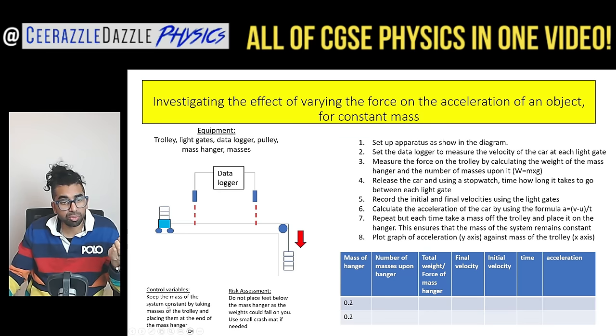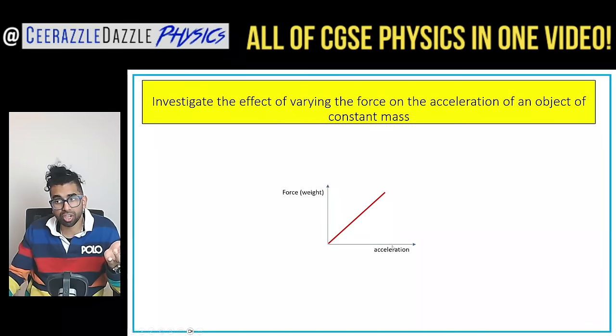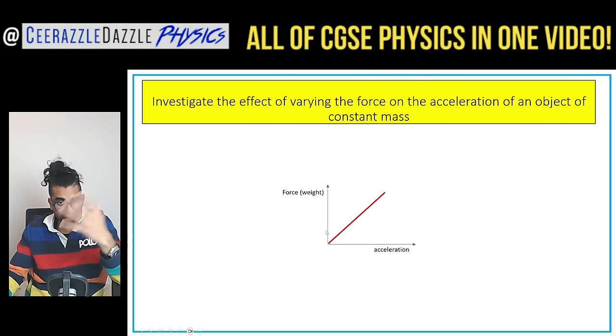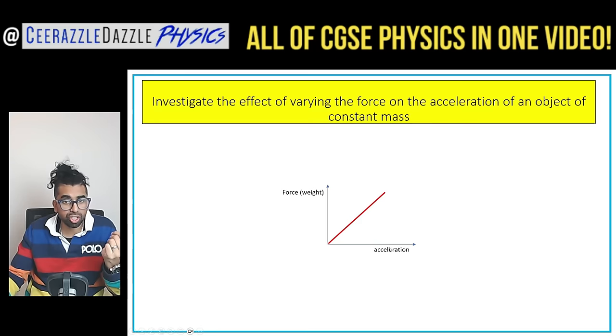Keep the mass of the system constant by taking masses off the trolley and placing them at the end of the mass hanger. The risk assessment is obviously don't put your feet under it. So therefore, from here, we can get the following graph. Force versus acceleration, we can hopefully see that the greater the resultant force, the greater the force acting on the end of the pulley, the greater the acceleration of the car.